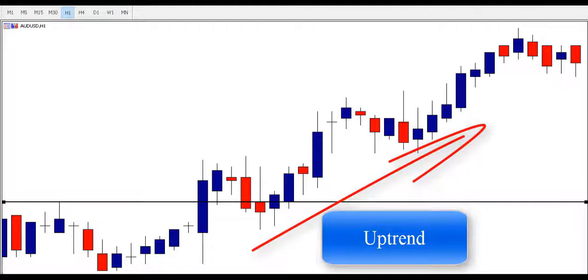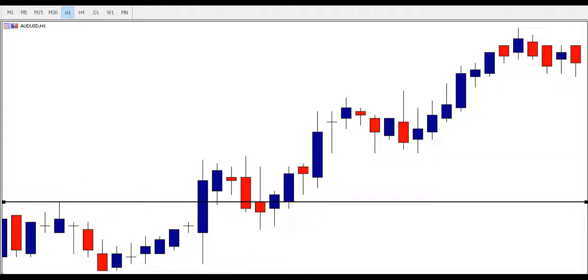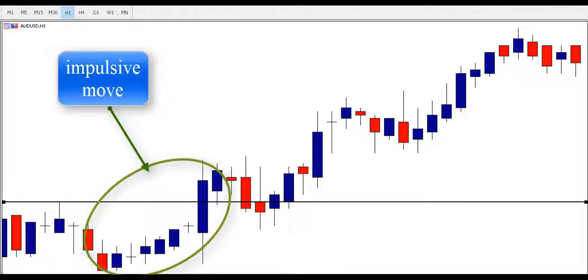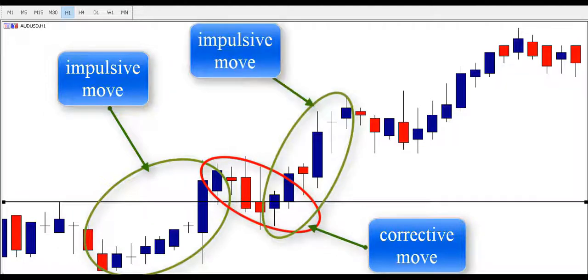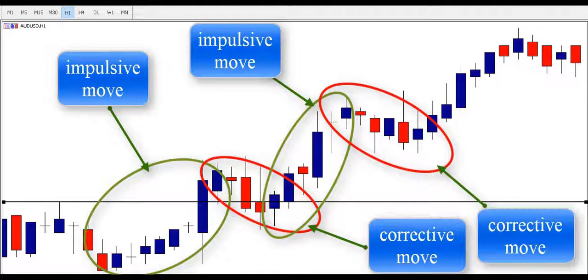In an uptrend market, buyers are in control. This market is characterized by 2 important moves that you should know and understand. The first move is an impulsive move, as you can see here, followed by a corrective move, and another impulsive move, followed by a corrective move, and another impulsive move. This is how an uptrend market moves.